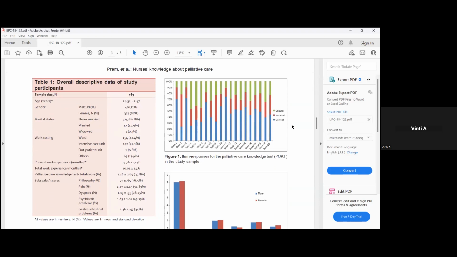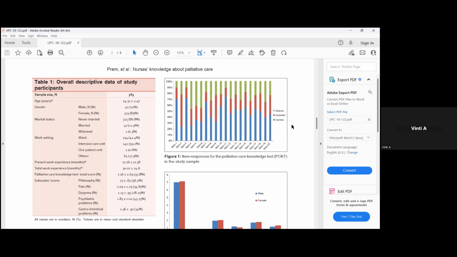Okay, age on average is 24.31 plus minus 2.47. That is the standard deviation, and they have put it in brackets. So you see all values are in number, values are in mean and standard deviation.